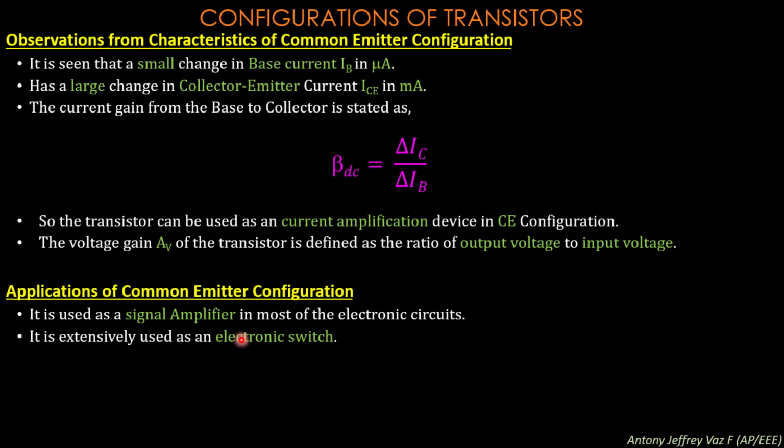So these are the configurations of the transistors and their applications. In most cases, the common emitter configuration is used in a transistor. The other two configurations are useful, but they are used for other purposes.